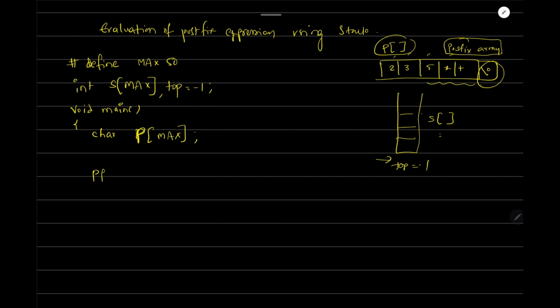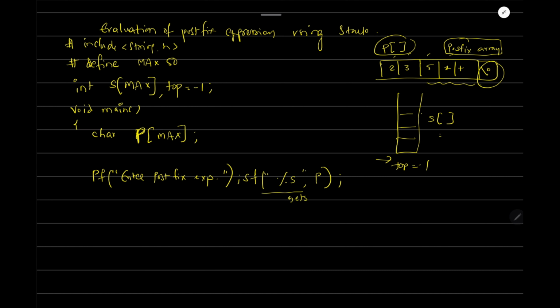So we need to take input from the user. So printf enter postfix expression, and we'll be scanning from the user. So %s, it is p, right? Or you can also use #include with this library, #include <string.h>. Instead of this we can use gets(p), like that also we can use. It's not an issue.